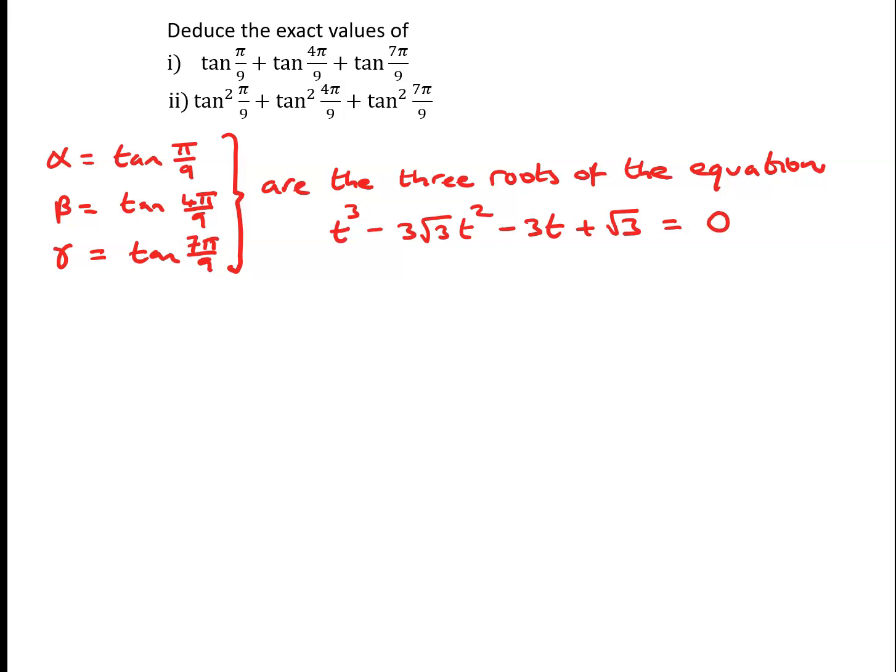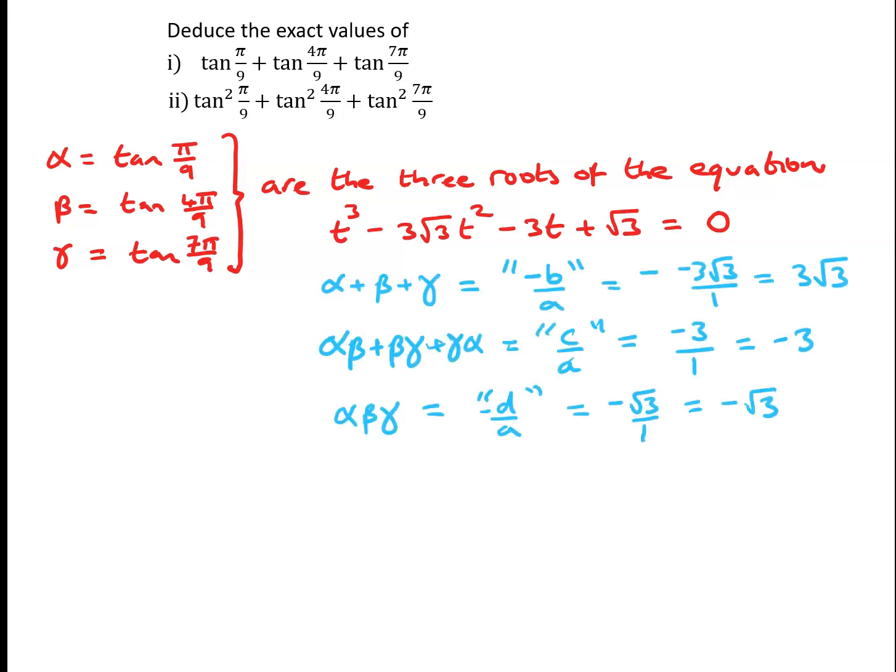And from work that we have done in Unit 1 of the Further Maths, we know that for a cubic equation, alpha plus beta plus gamma is equal to minus b upon a. So that's the negative of the coefficient of t squared divided by the coefficient of t cubed. So in this case, it's the negative of minus 3 root 3 over 1. In other words, it's equal to 3 root 3.